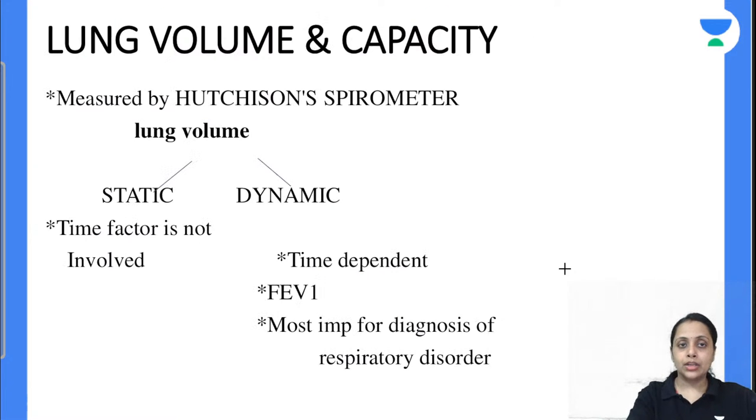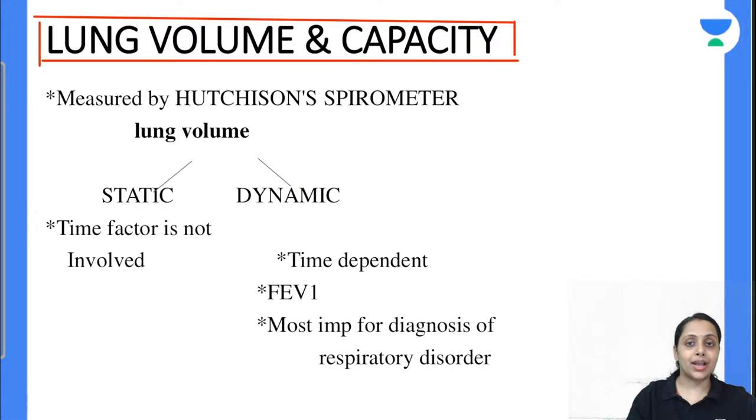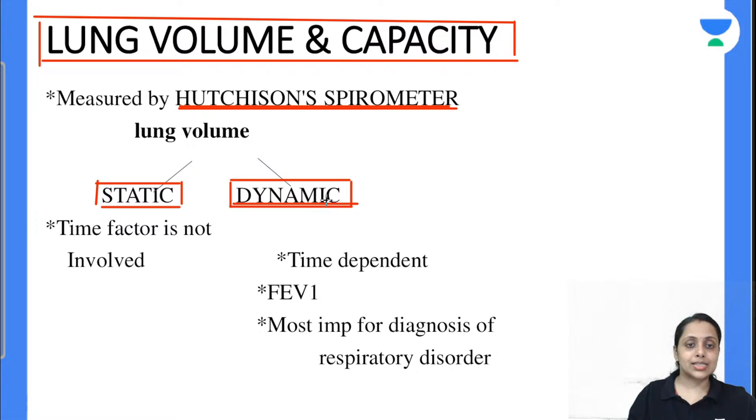Moving further to the lung volume and the lung capacity. This lung volume and lung capacity is measured by a spirometer, and that spirometer is known as Hutchinson spirometer. So we have two types of lung volume, static lung volume and dynamic lung volume. Static lung volume में time factor is not there. डायनामिक लंग वॉल्यूम में, इट इज टाइम डिपेंडेंट.